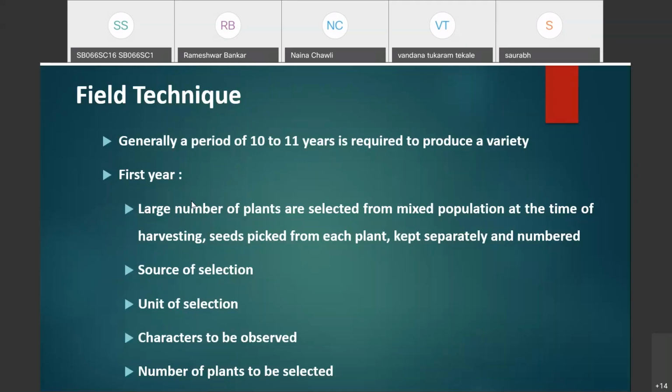Okay, then how many plants are selected in this method? As far as possible, a large number of plants should be selected, but it depends upon the amount of land, funds and facilities available.